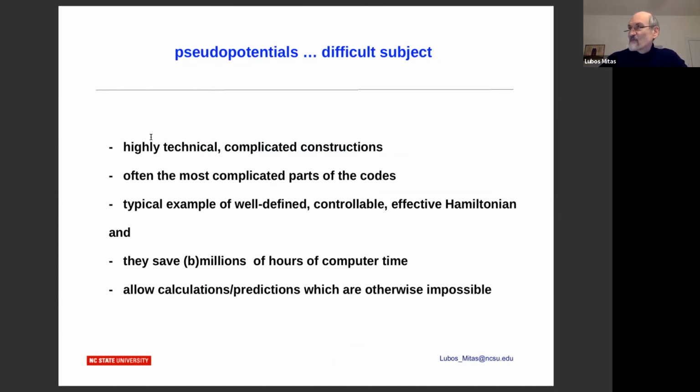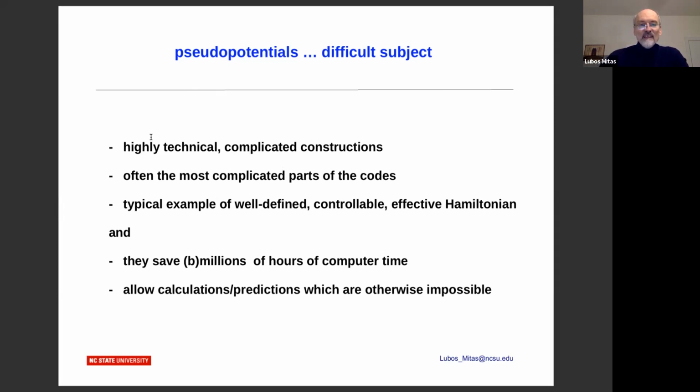Actually, I tried to look back into the history. It turns out that the pseudopotentials are 70 years old at this point. So as you can imagine, a lot of knowledge is accumulated on this topic. And very often this is the most complicated part of the code. Actually, that's true both for quantum Monte Carlo, but also for DFT codes.